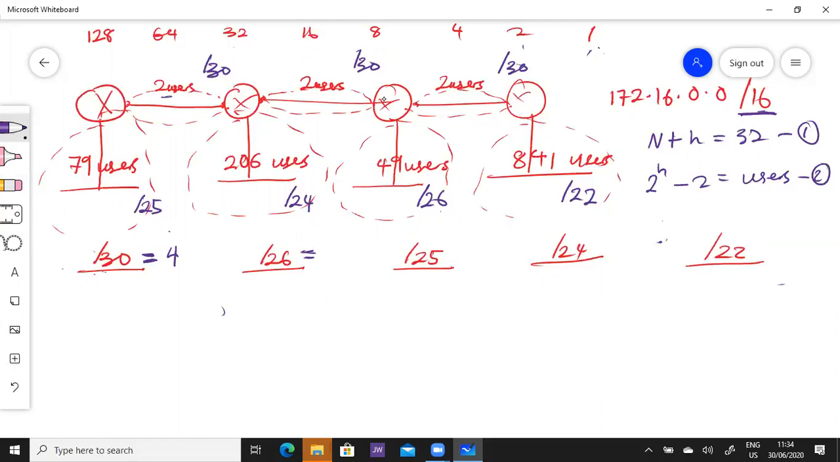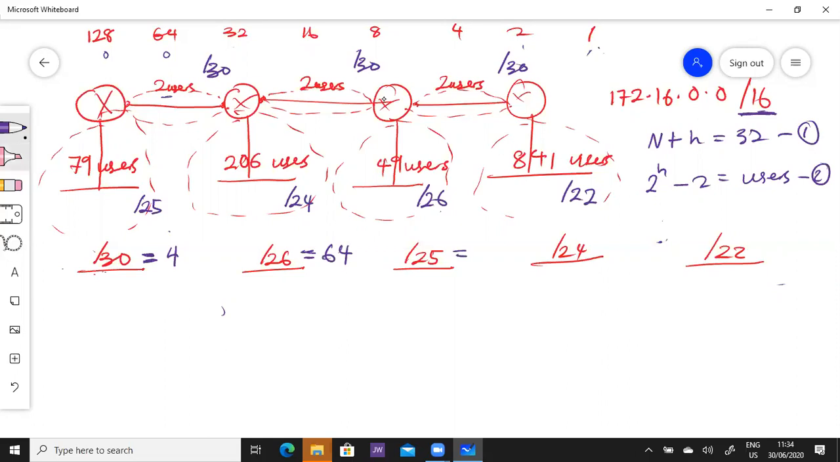Assuming you are borrowing from a /24, it will still be the same as borrowing from /16. That's for the block size. So you need to borrow 2 bits, just 2 bits, 1 and 2. So 64.